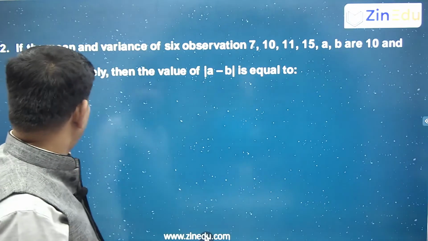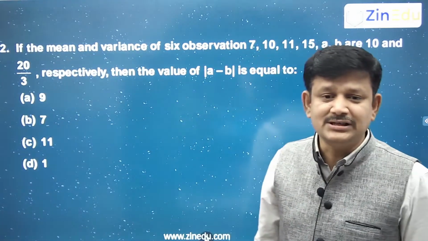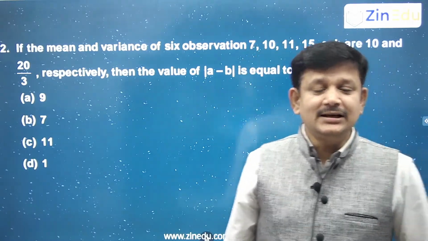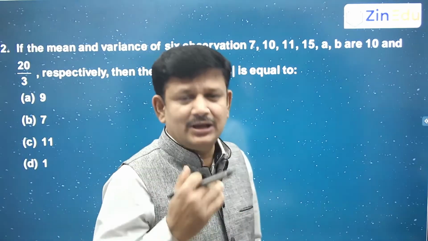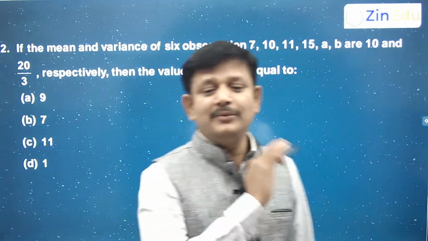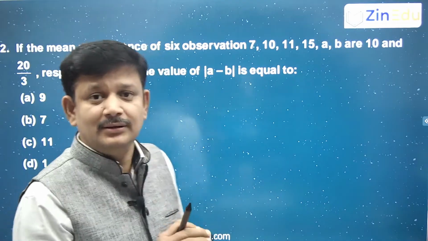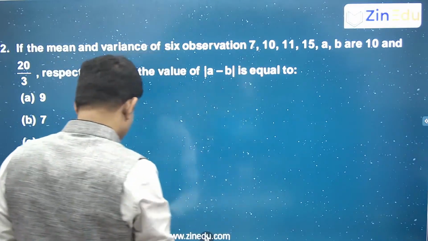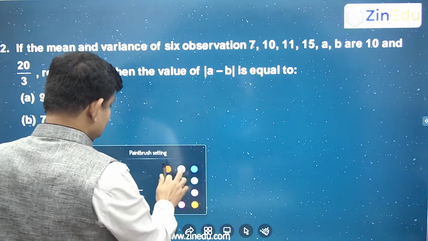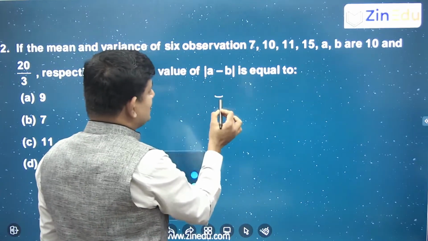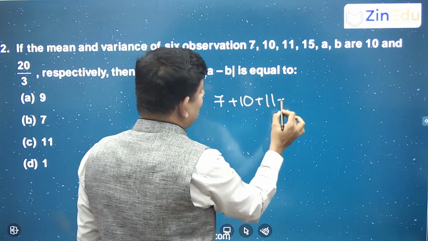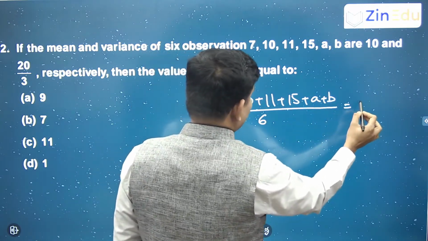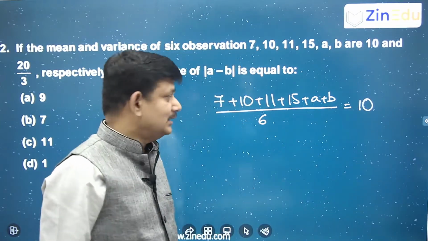Next question. If the mean and variance of 6 observations 7, 10, 11, 15, A, B are 10 and 20 by 3. So this question is coming regularly in your JEE Main. Only problem with this question is the concept is simple, but slightly calculations will be there. You need to have that patience. So mean of these numbers, what is it? 7 plus 10 plus 11 plus 15 plus A plus B divided by 6 is given to be 10.